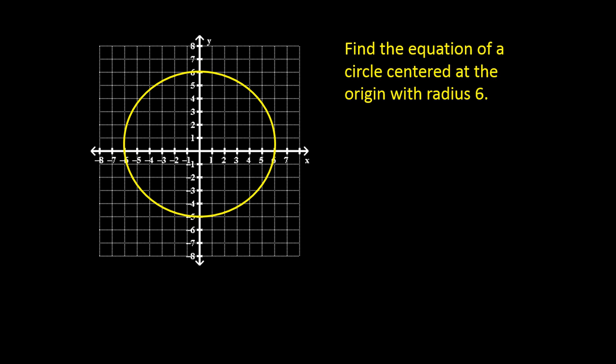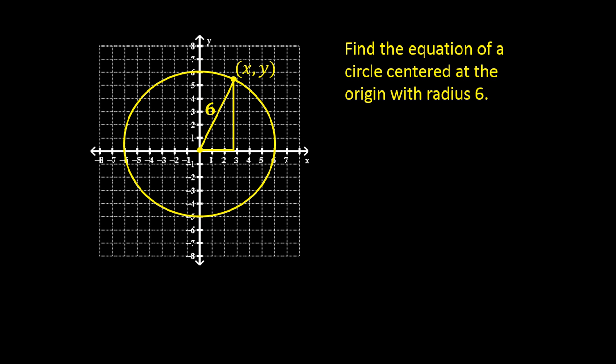And what's important is that no matter what point you look at on that circle, every point on the circle is exactly 6 units from the center. So let's just generalize this and say that every point on the circle has an x-coordinate and a y-coordinate. And every point on that circle has a distance from the center of 6 units. So the radius of the circle is 6.